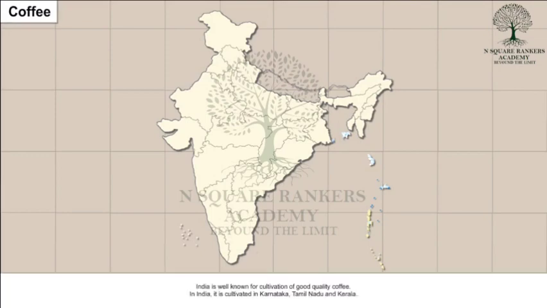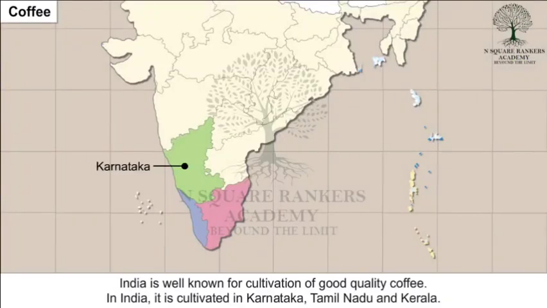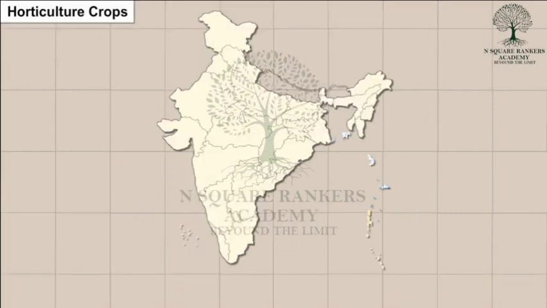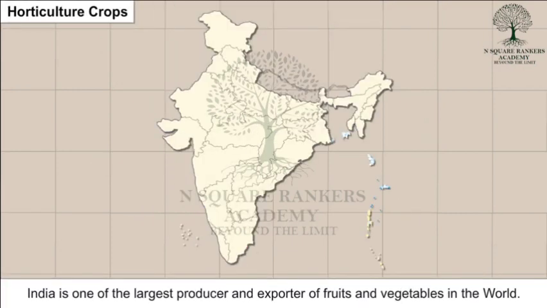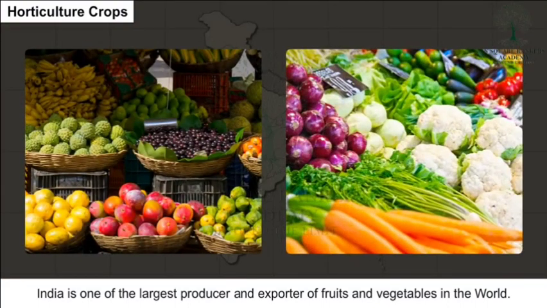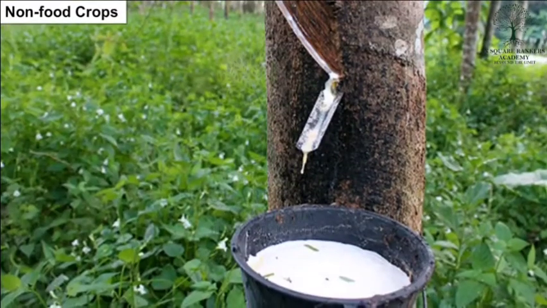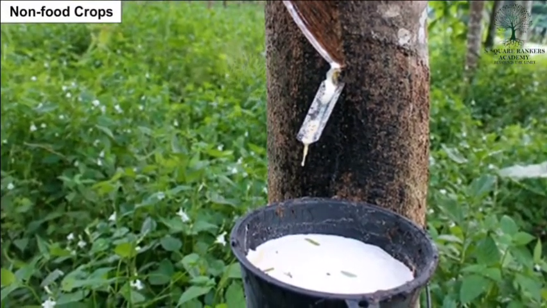Coffee. India is well known for cultivation of good quality coffee. In India, it is cultivated in Karnataka, Tamil Nadu and Kerala. Now let us know the horticulture crops. India is one of the largest producers and exporters of fruits and vegetables in the world. Here is a list that depicts the names of fruits and their major cultivated states. After food crops, now let us move to non-food crops.